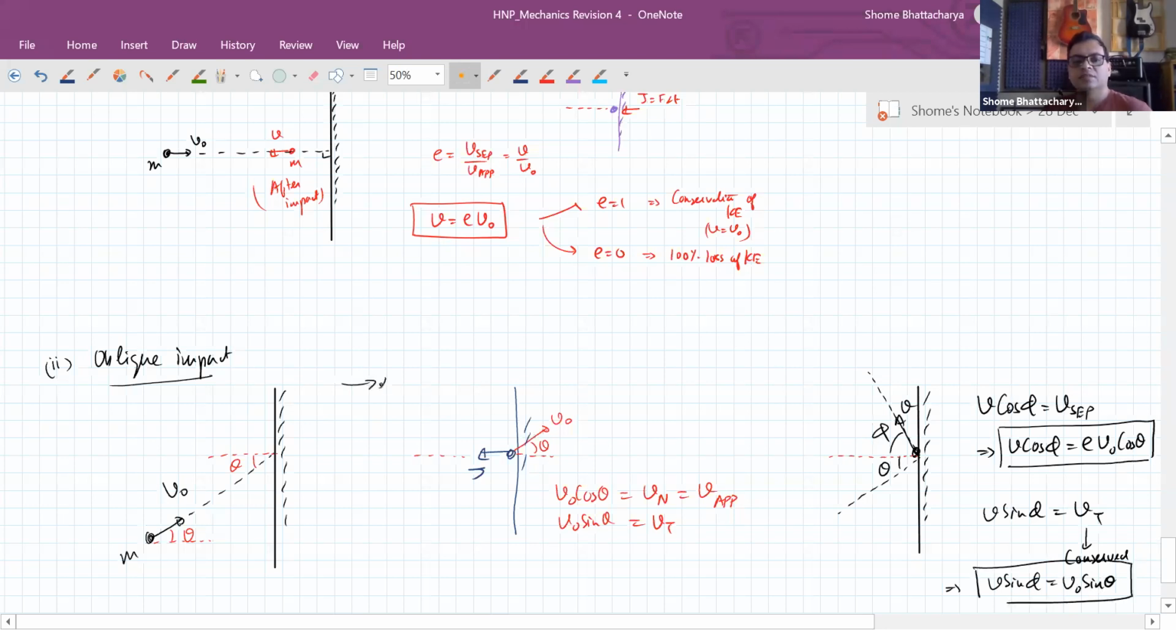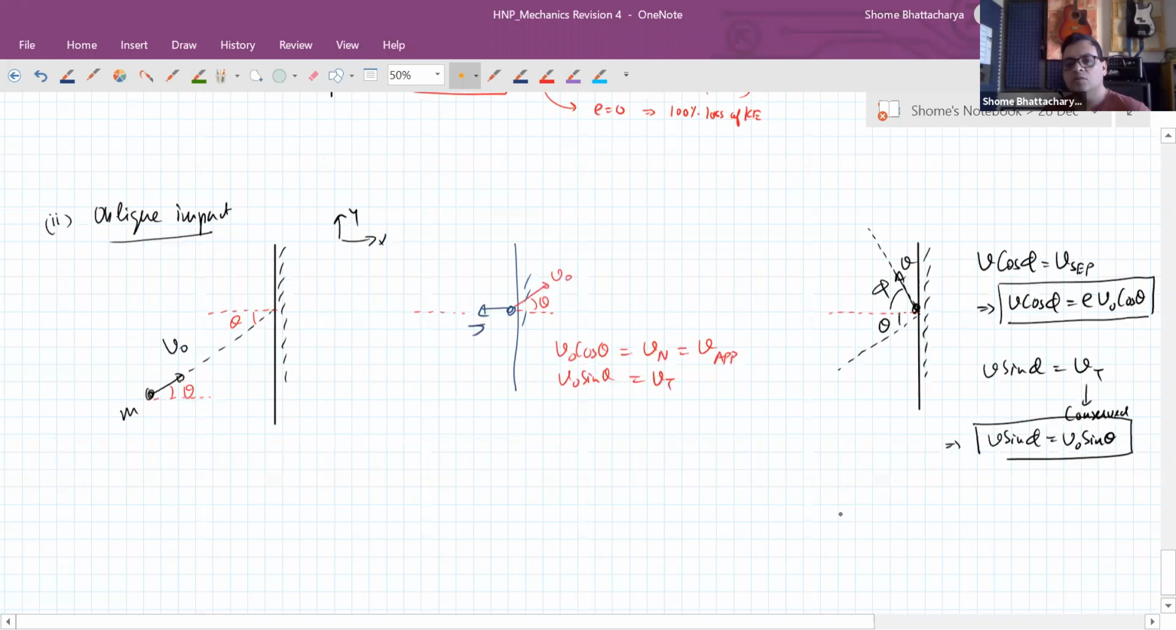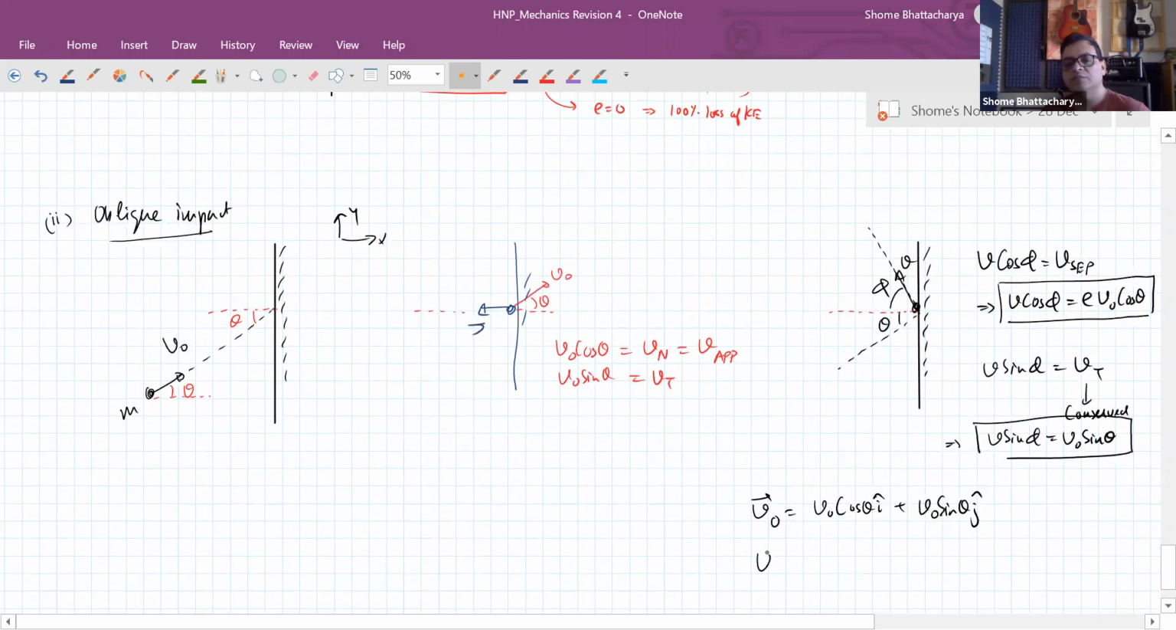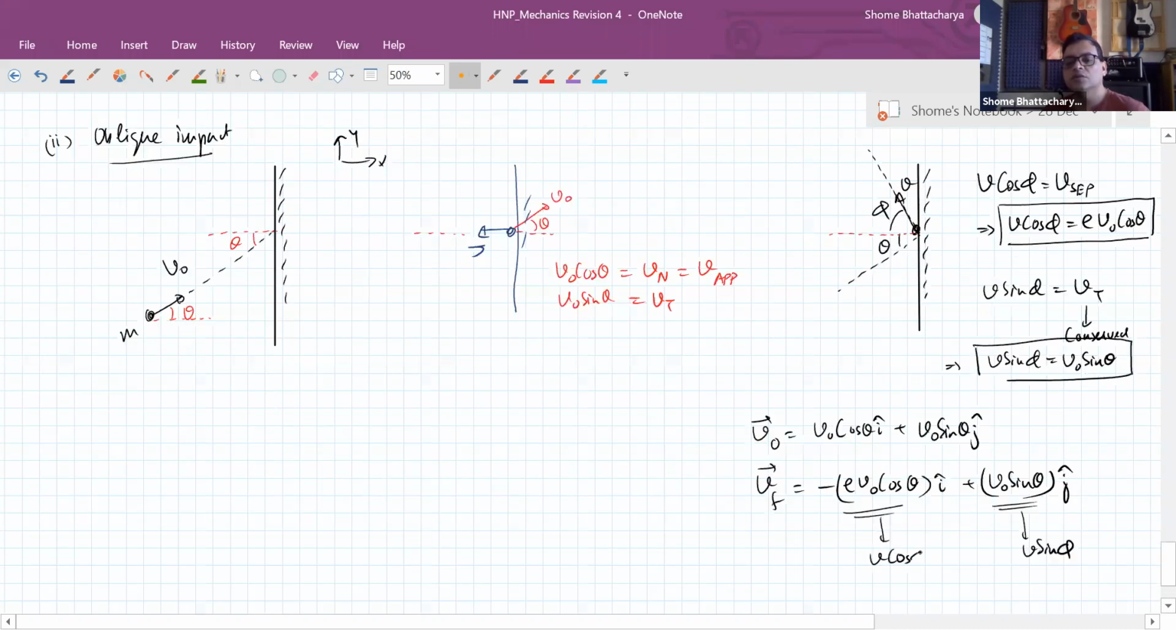So if we take our x and y axis like this, such that x axis is the normal axis and y axis is the tangential axis, then we can see that the initial velocity is v naught cos theta i cap plus v naught sin theta j cap, whereas after impact, the final velocity becomes minus e v naught cos theta i cap plus v naught sin theta j cap. And this term is our v sin phi, and the other term is our v cos phi.